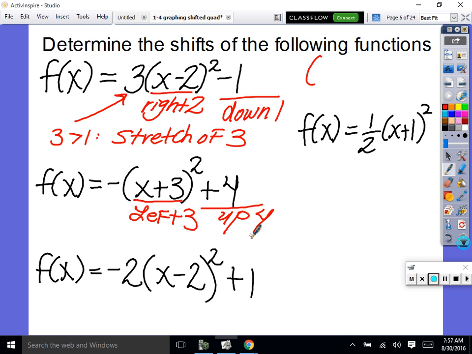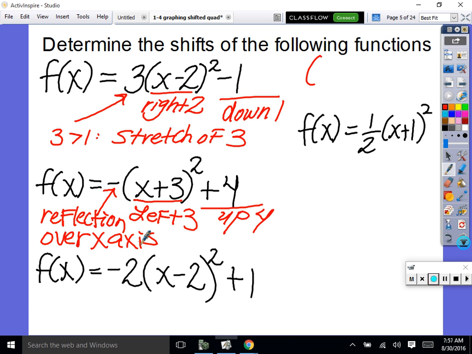All right, so continuing, this one's going left 3, up 4, correct? Yeah. And then looking, oh, there's a negative in front, that's a reflection over the x-axis. You would say reflection over x-axis. So that's flipped upside down over the x-axis.